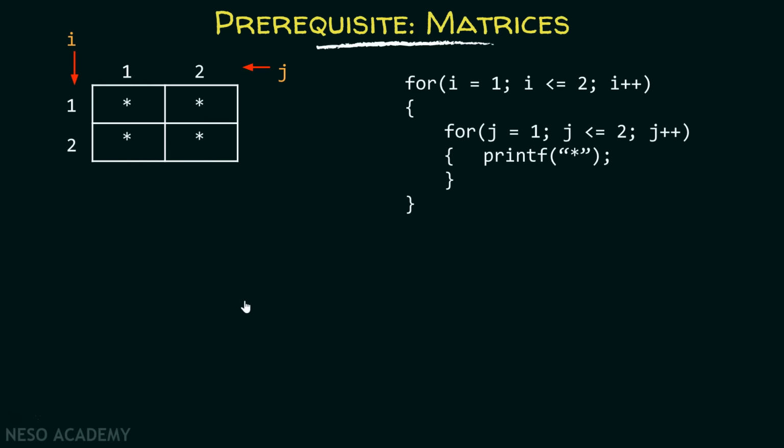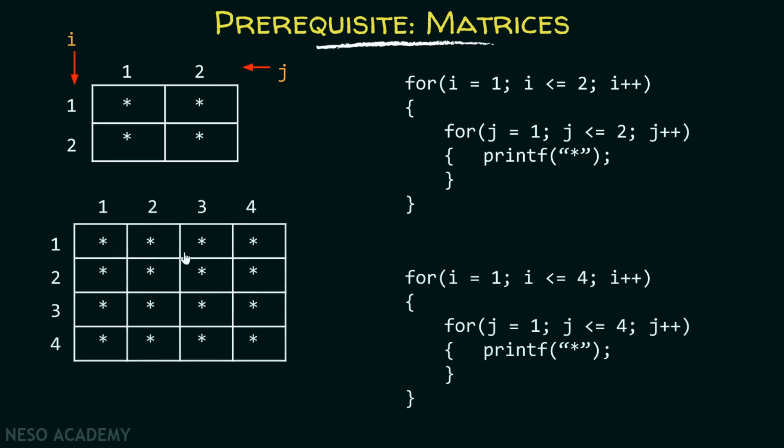Similarly, for a 4 into 4 matrix, we would be able to print stars using again this nested for loop structure. But the only difference is that here you're having a 4 into 4 matrix. Therefore, the number of rows should be changed to 4 and the number of columns should also be changed to 4. And the rest of the thing is exactly the same. Now I hope you understand how we are able to print stars on the matrix using nested for loop structure.